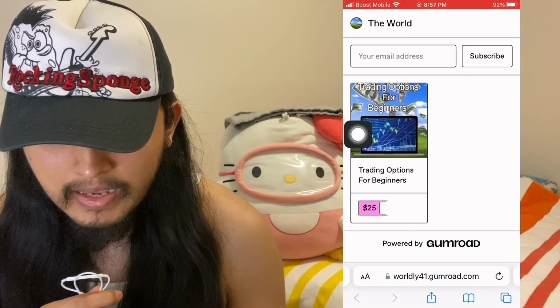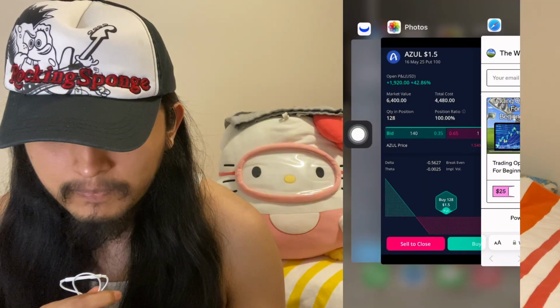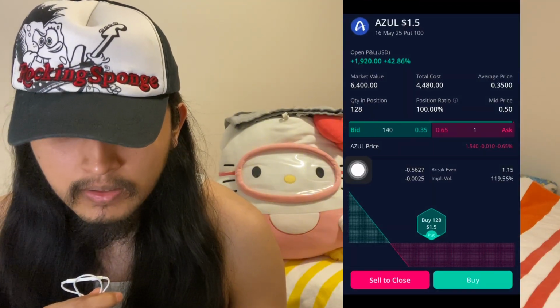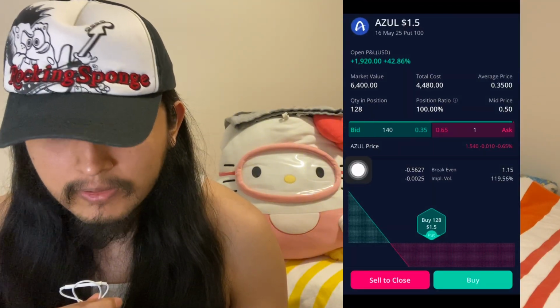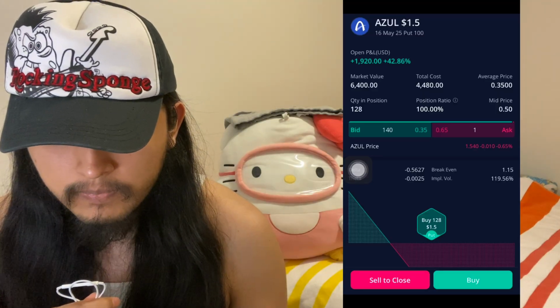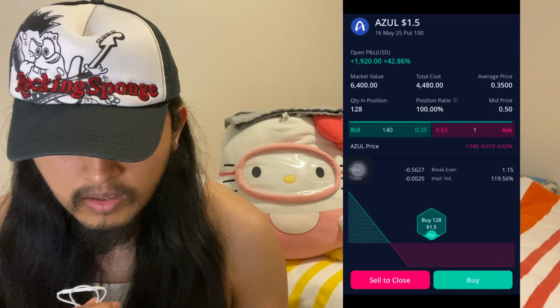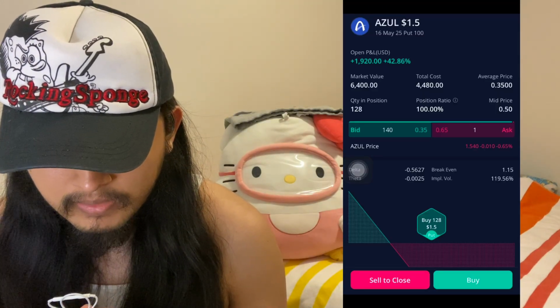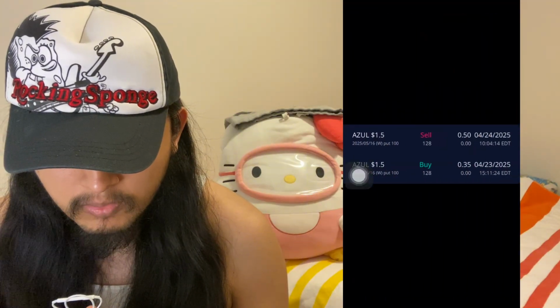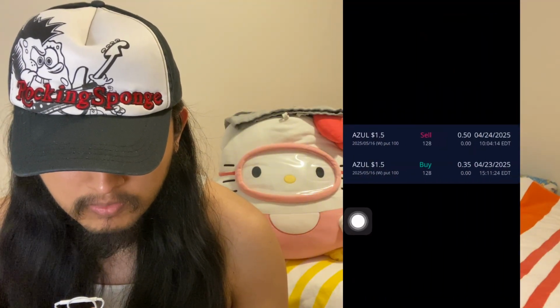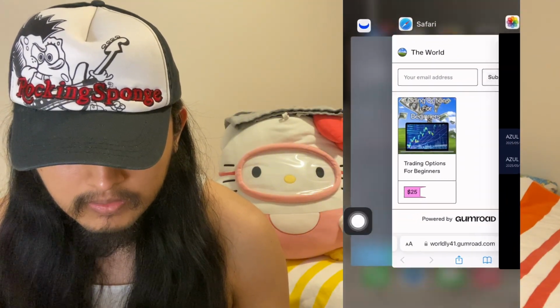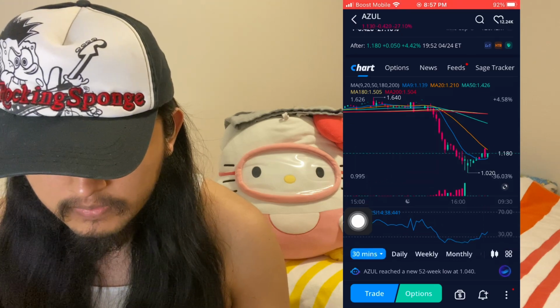And basically, how did I make $1,920 trading a couple of ticker symbol AZUL put options? So basically looking at AZUL, ticker symbol AZUL, on the 30-minute time chart.